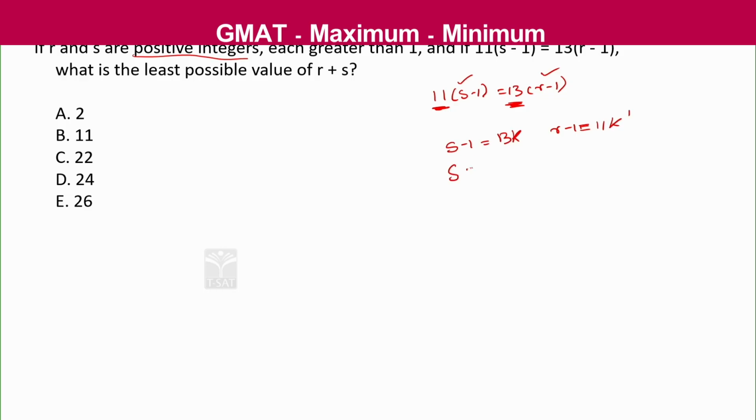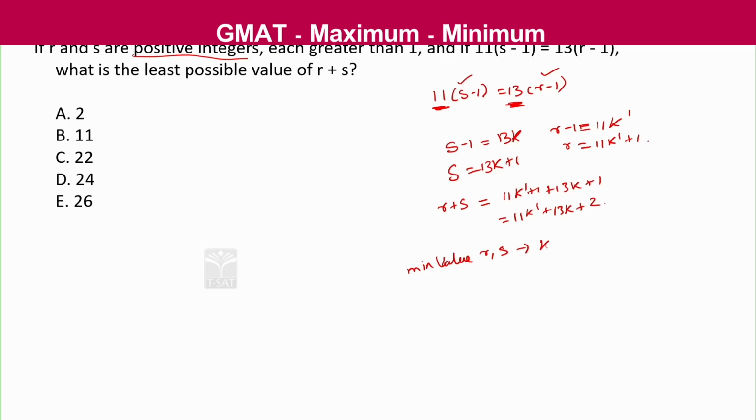And then S will be equal to what? 13k plus 1, and R will be equal to what? 11k' plus 1. And they are asking what is the least possible value of R plus S. R plus S, that is 11k' plus 1 plus 13k plus 1. This is 11k' plus 13k plus 2. We want the minimum, that is the least possible value for R and S.